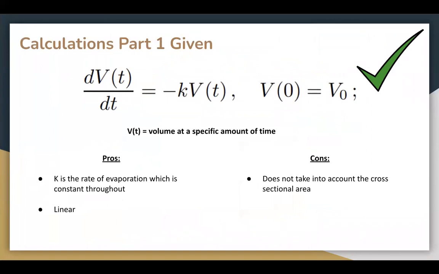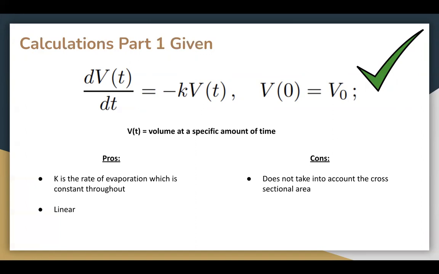The final equation that is given, in this case, has the negative K, which is our rate of evaporation, similar to the previous two equations, and V sub T, which is once again the specific volume at a specific amount of time. Volume at rate equals 0, at time equals 0, is equal to our initial volume. Similarly to the first equation, K is a rate of evaporation, which is constant throughout and is what we will be solving for later on.